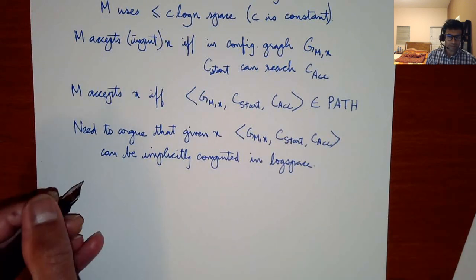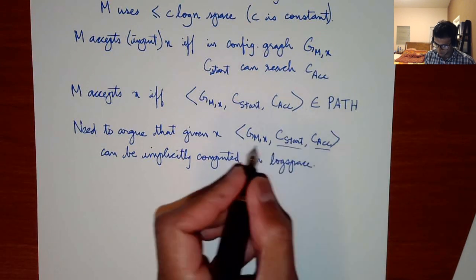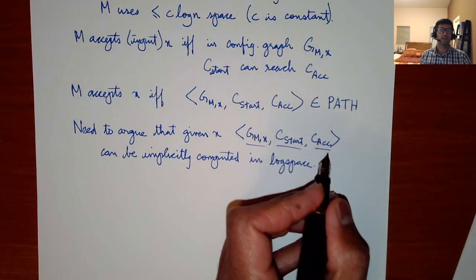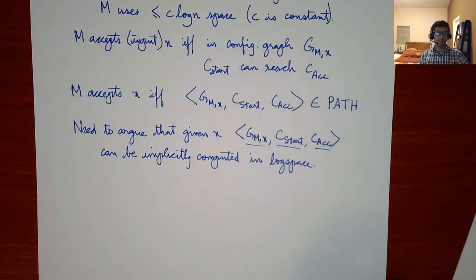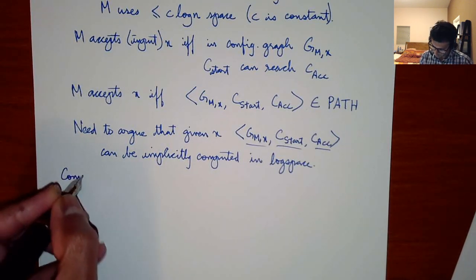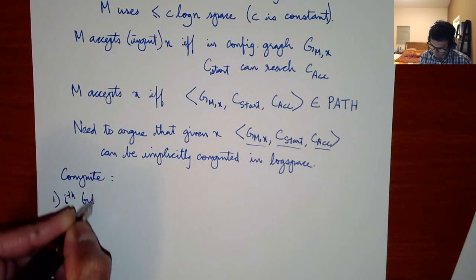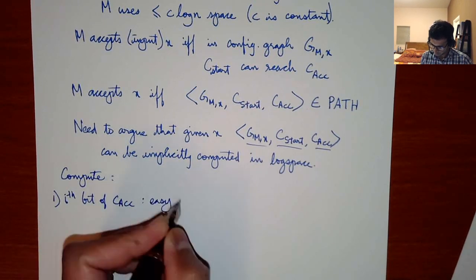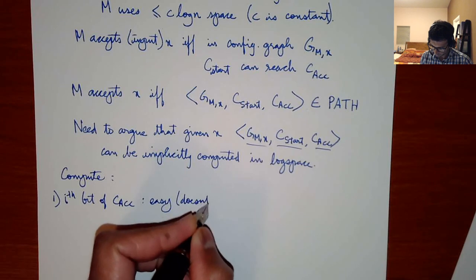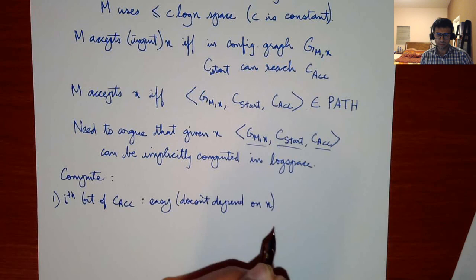So let me start with the easiest one and then move on to the more difficult one. Let's actually break them apart. We can say computing C accept in Logspace, C start implicitly in Logspace, and GMX implicitly in Logspace. So we want to compute, first, the ith bit of C accept, and this is easy. It doesn't depend on x. This is just fixed.